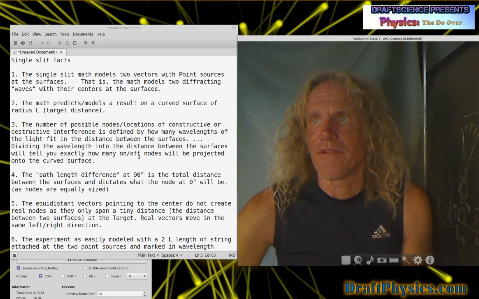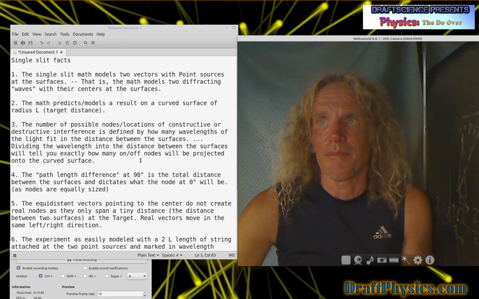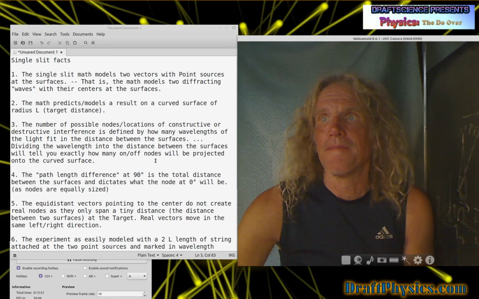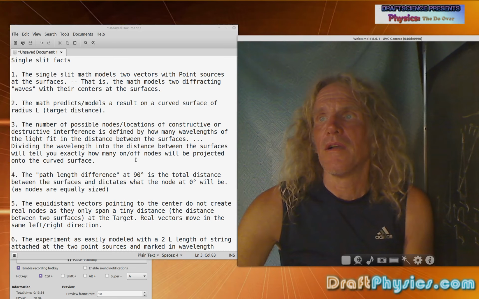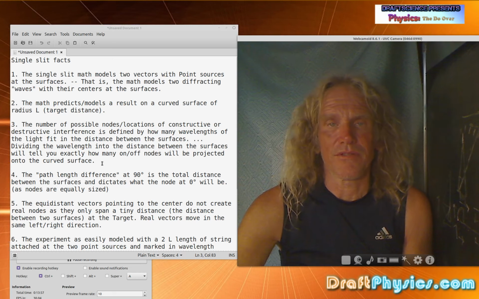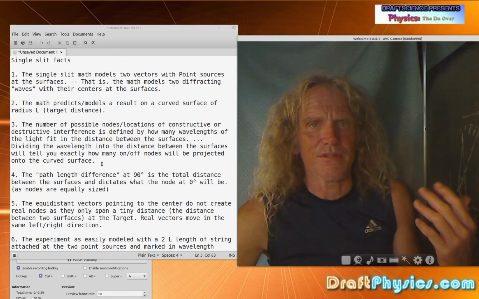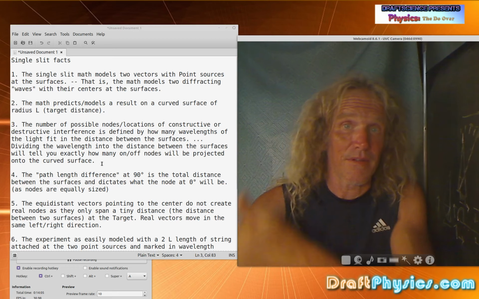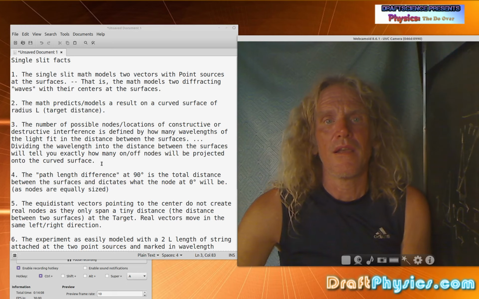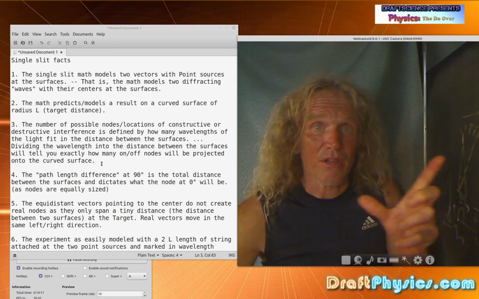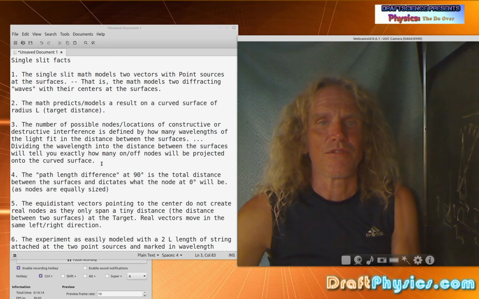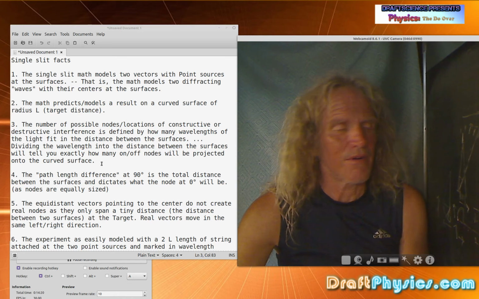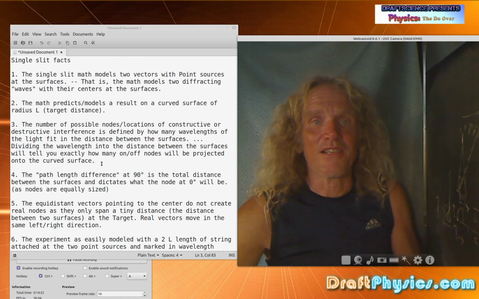Alright, dividing the wavelength into the distance between the surfaces will tell you exactly how many on-off nodes, so I guess I'll say pair of on-off nodes, will be projected onto the surface. So not a hard reach. There seems to be an obvious relationship. That's why the math works, because there's a definite relationship between how big the path length can be, how long the line can get, how many wavelengths of distance increase you can have, how many times you can go a wavelength further, has to be dependent on how many wavelengths are in that base.